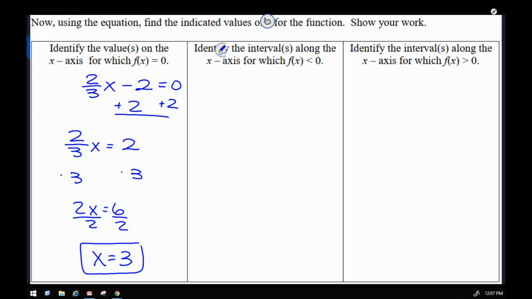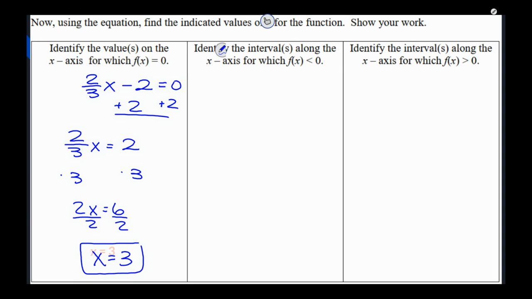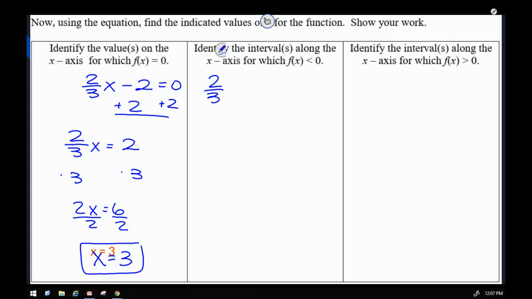Okay, so you should get x equals 3 when you solve it, because that's the same thing we had on the other one, right? Part B, identify the intervals along the x-axis for which f of x is less than 0. So we're gonna do the same thing, take f of x and plug it in right here. 2/3 x minus 2 less than 0. And then solve.